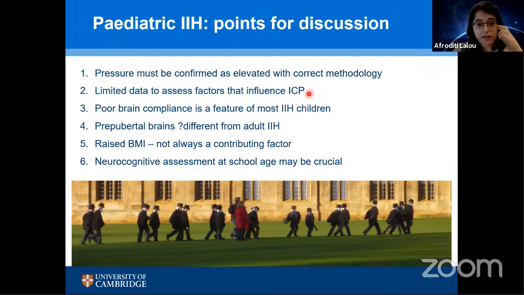We can see that it is a feature of these patients that they have poor brain compliance, shown by increased elasticity, so they have stiff brains. We're planning to look into how these pediatric IIH patients could be different from the adult IIH patients, and infusion tests are a useful tool for letting us look into those prepubertal brains. We can see that whilst a lot of the children are also obese, similarly to the adults with IIH, it is not always a contributing factor, or at least definitely not a causal factor, in IIH.